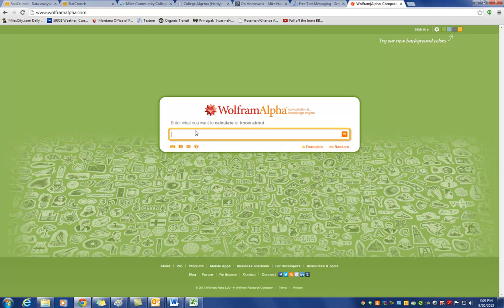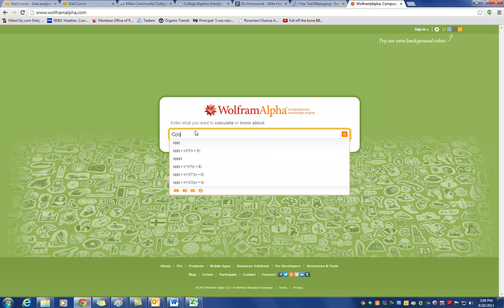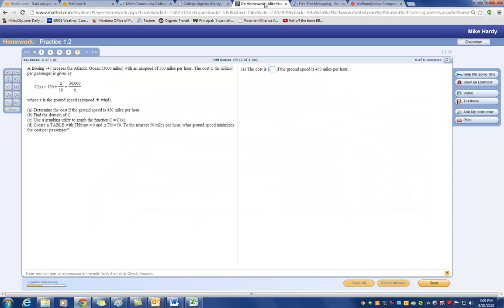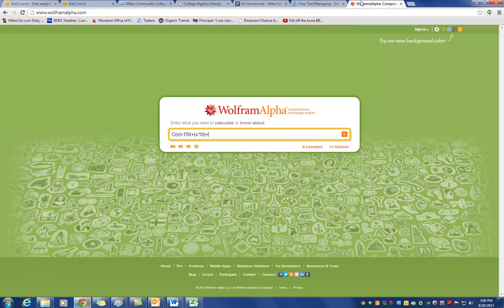So I'm going to enter this cost function, C of x equals, and then I'm going to go back to the homework to see what that was, 150 plus x over 10. I'm going to put parentheses around this x over 10 just to make sure I don't inadvertently do something wrong here, because I'm just typing. So I want the computer to understand x over 10 is its own little world there, as is 36,000 over x. I would discourage using the comma. I don't know how well it plays with the comma. Okay, so this is the function.